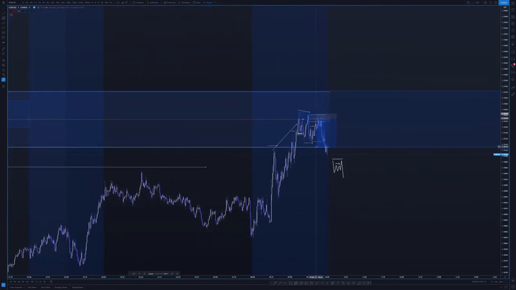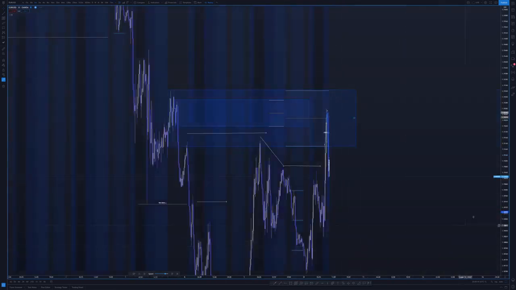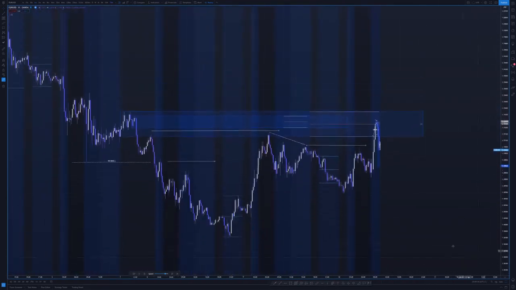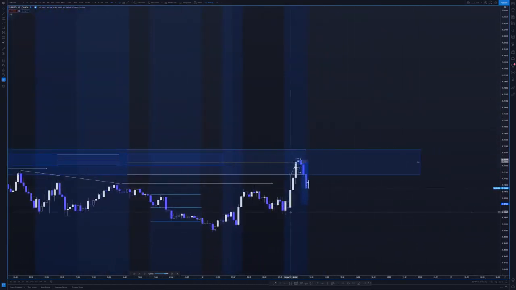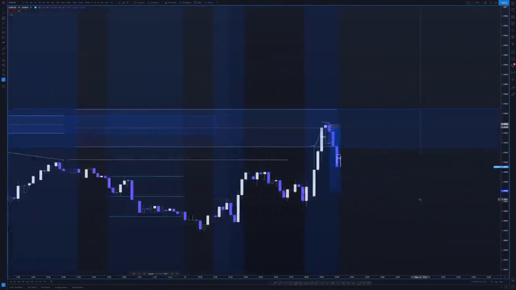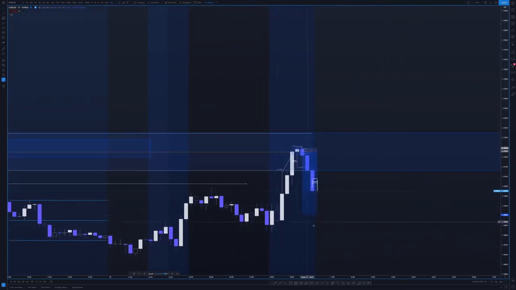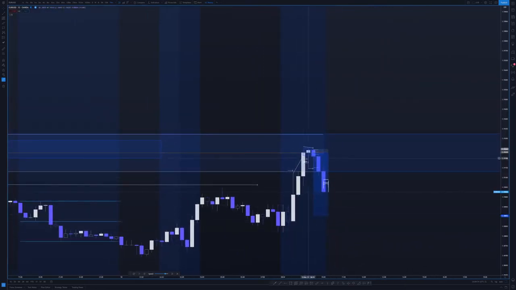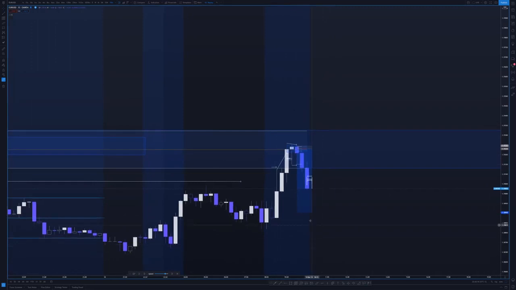But let me kind of run you through what I was looking at here. There's a couple places that I wanted to look at. Let's hop back on the 15-minute for that. First of all, let's look at the origin of this push up. I believe this is the CPI news event that happened on the US dollar. As you can see, it kind of pushed up very aggressively. And this was like the bare minimum target that I was looking at.